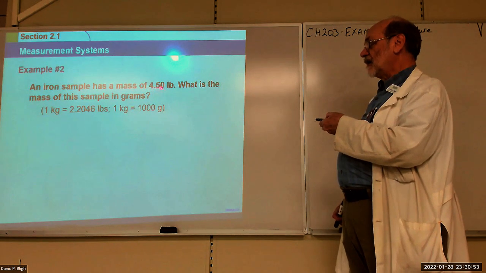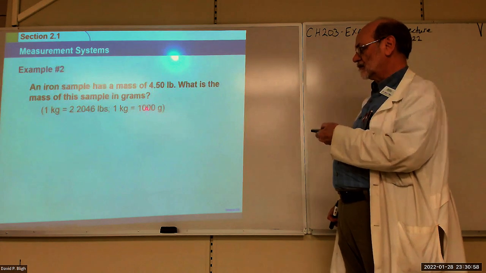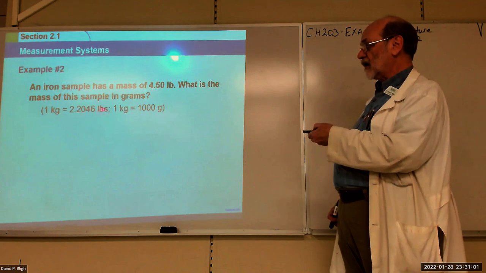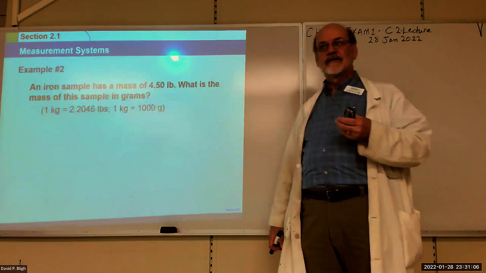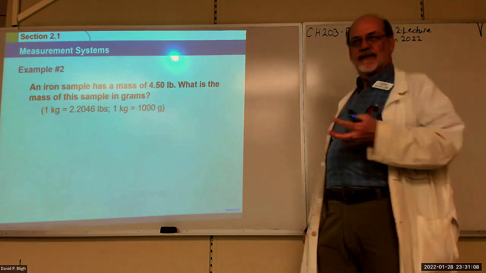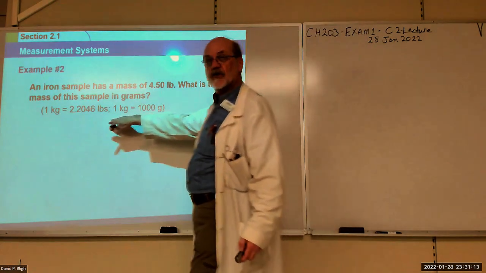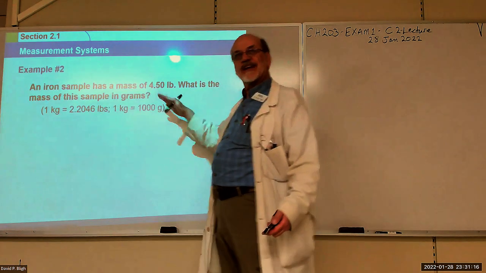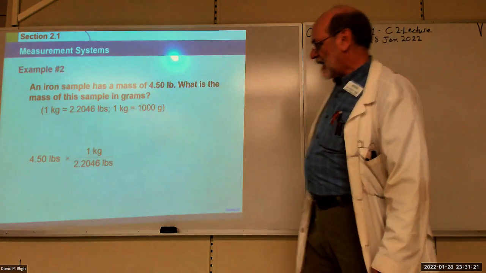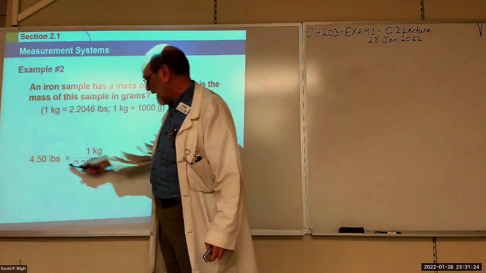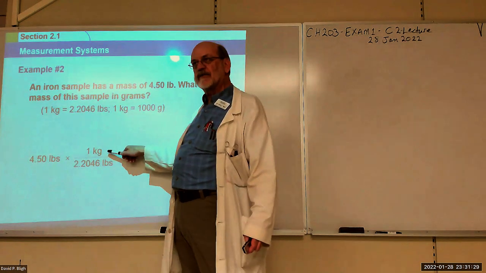Well, in this case, we don't have a unit that will convert pounds to grams, right? Kilograms to grams and kilograms to pounds, right? If you remember that earlier slide, of course, you know what it is. It's 454 grams per pound. But let's say we don't know that. We can use these two equivalences to create conversion factors and chain them together. So there's 4.5 pounds, and cancel the pounds, it leaves us with kilograms. So we've converted from English to metric system.